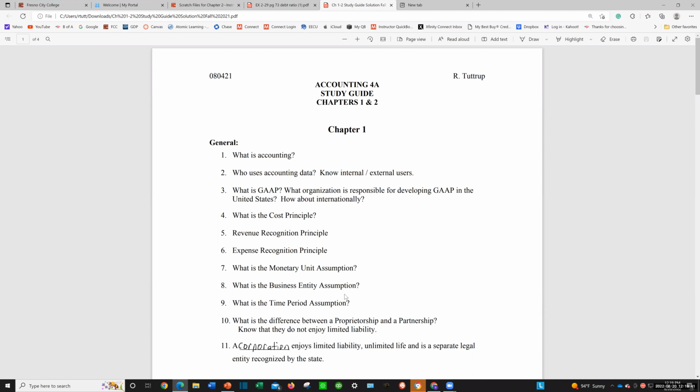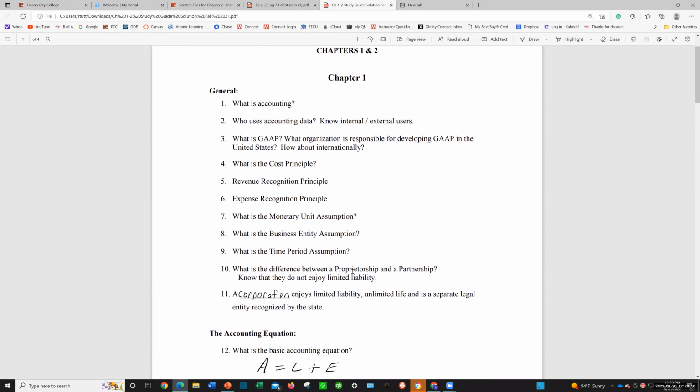What is the time period assumption? Well, it just means that we can break up the life of a business into a time period, and time periods could be a month, it could be a quarter, or it could be a year. And most of the time, you want to do it by month because you want your financial statements monthly because you want to know how you're doing each month.